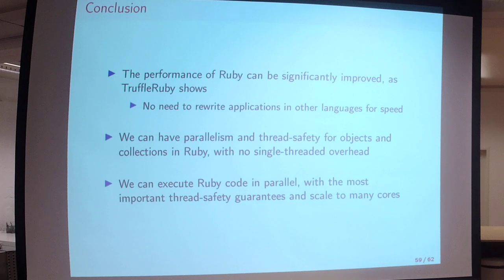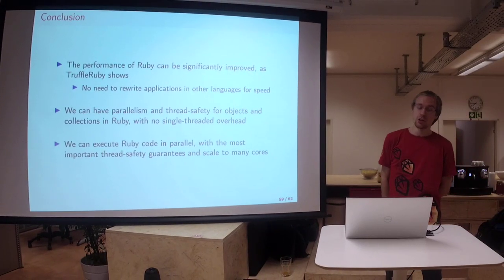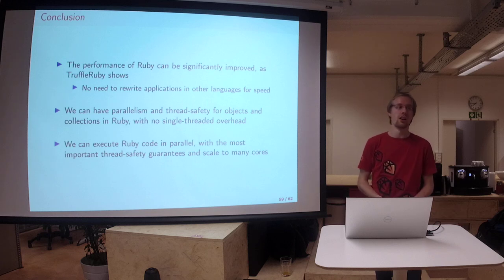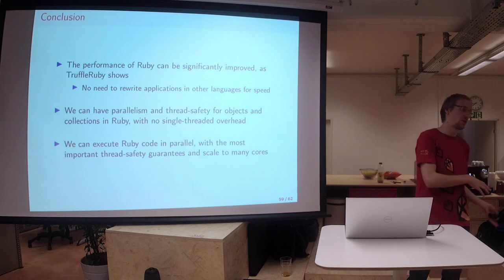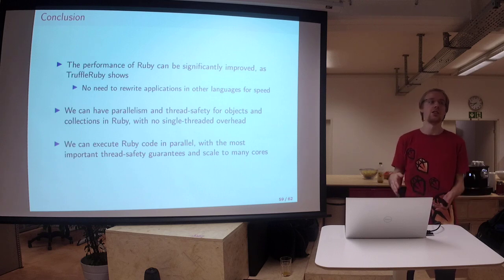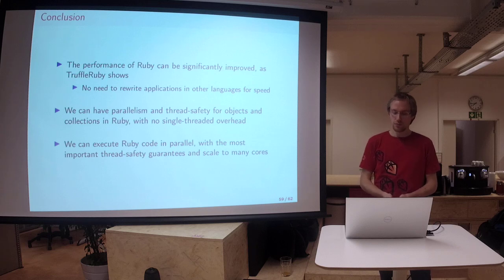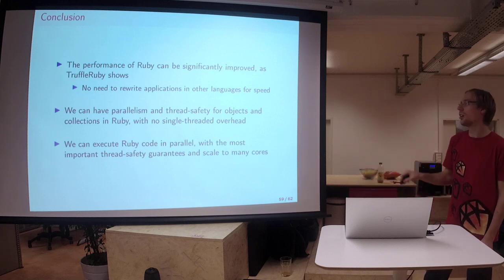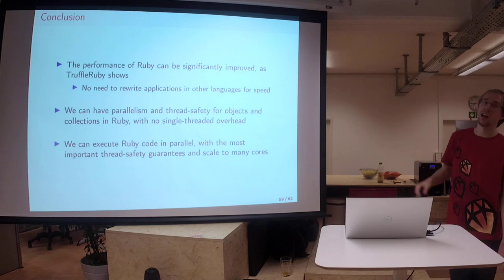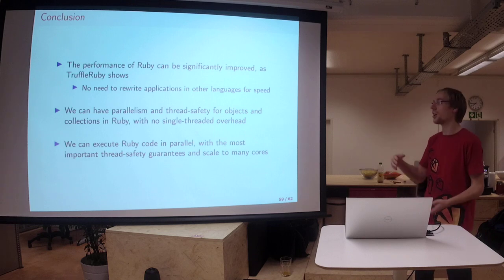So about the end. I showed that the performance of Ruby can be much better, and Ruby is an example. We can have parallelism and thread safety, based on the simple idea that if an object or collection is reachable by multiple threads, then we synchronize, otherwise we don't. Then we can go pretty far, and we can have parallel, thread-safe array and hash. So in the end, with this, we should be able to run Ruby code in parallel, have the most important thread safety guarantees, like we have with the global lock, but still scale to many cores.